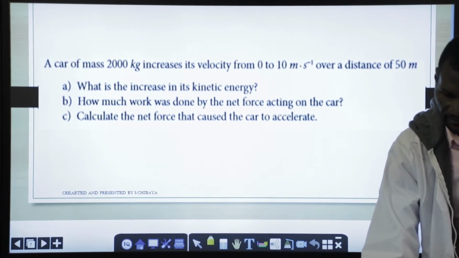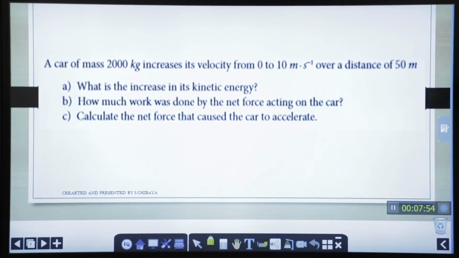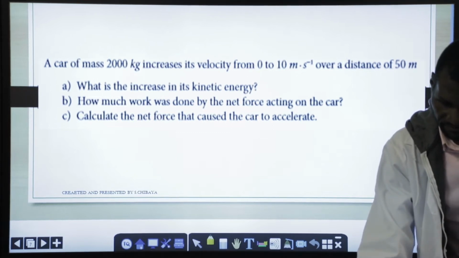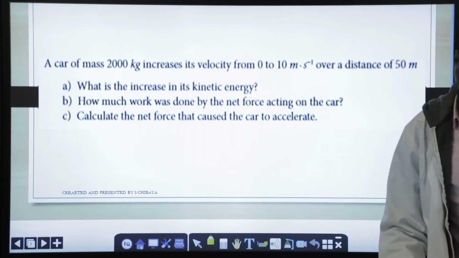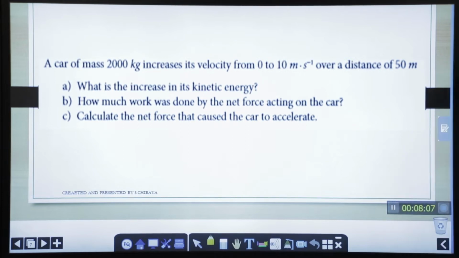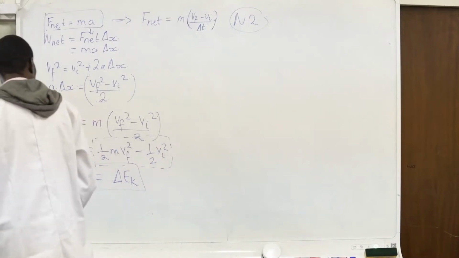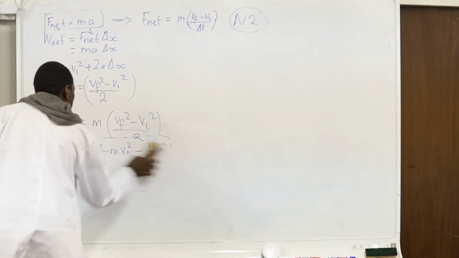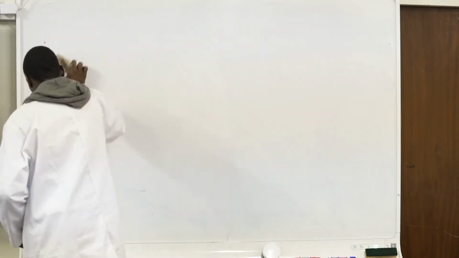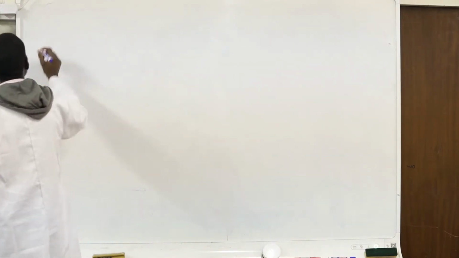It says that a car of mass 2,000 kg increases its velocity from 0 to 10 meters per second over a distance of 50 meters. What is the increase in its kinetic energy? So in other words, this question is asking us for a change in the object's kinetic energy. Let's go through it. How are we going to calculate it?